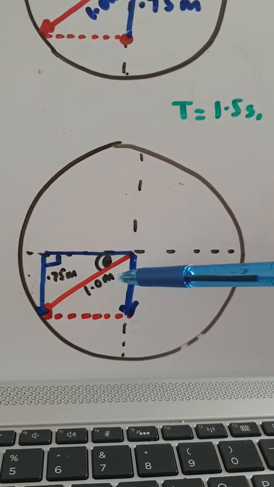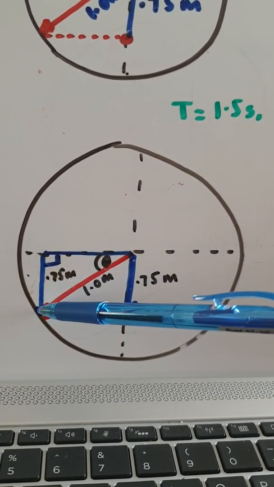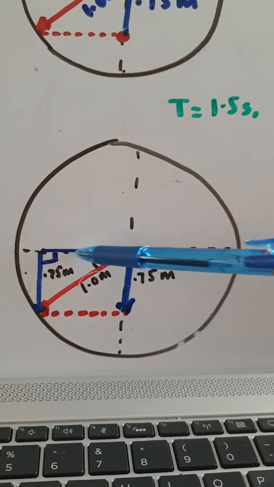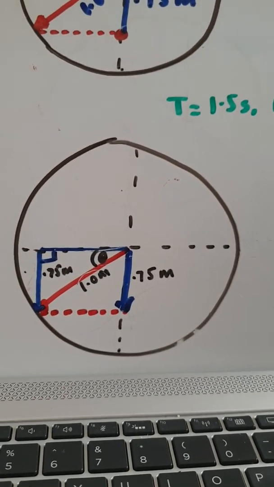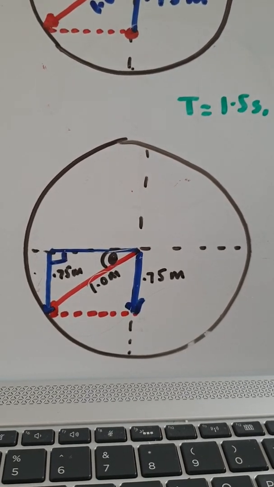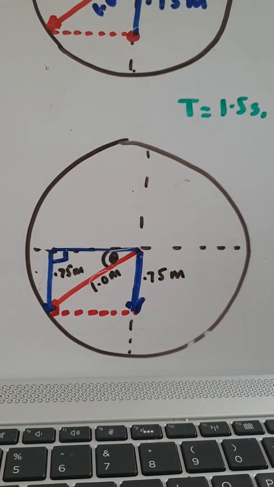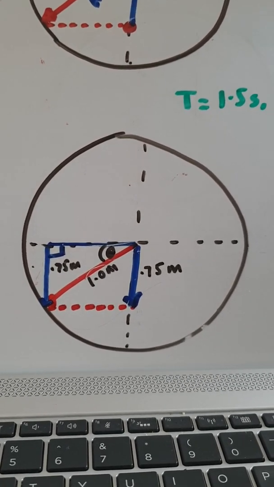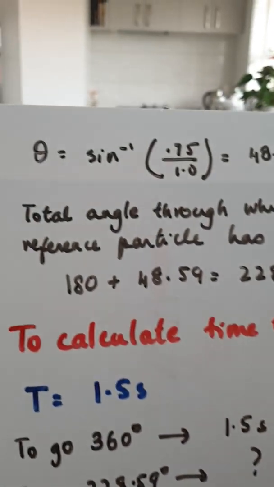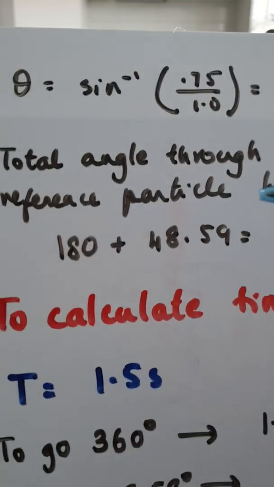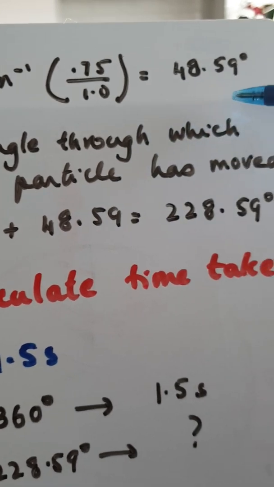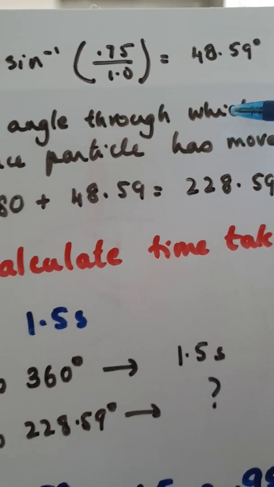It's 0.75 meters. The length of this phasor, the displacement phasor, is the amplitude, which is 1 meter. So here's your right angle triangle. You've got opposite and you've got hypotenuse. You know both of those. So sine theta is 0.75 over 1.0. So theta is sine inverse of 0.75 over 1, and you get 48.59 degrees.